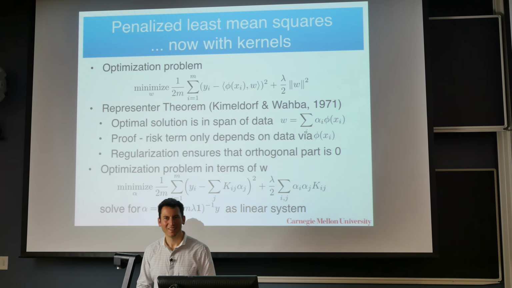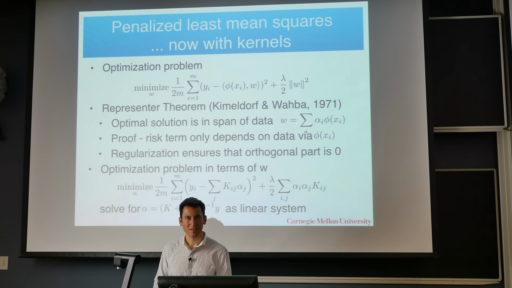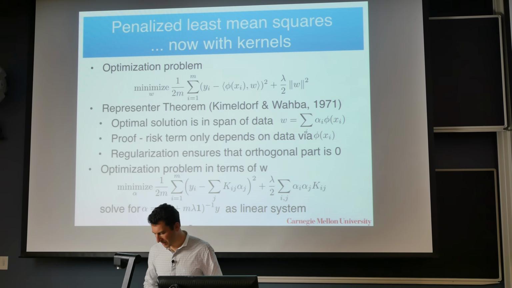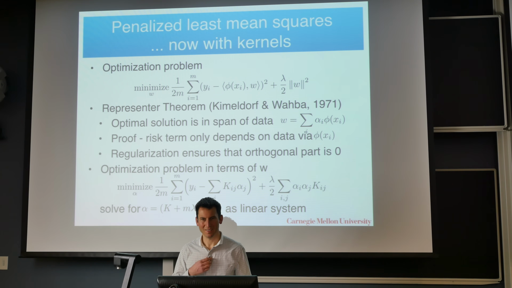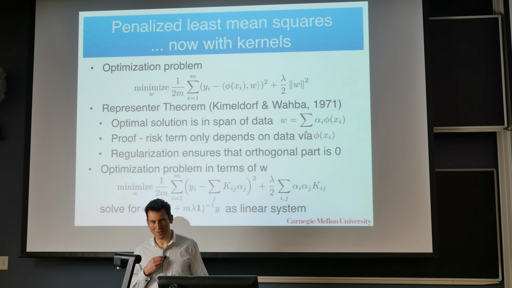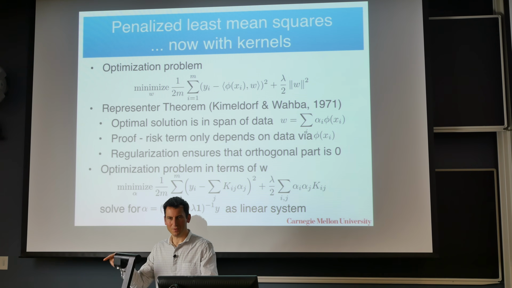Yes? Is that the identity matrix or a vector of ones? That's the vector of ones. Sorry, no, that's the identity matrix, yes. Yeah, it has to be because it's basically the norm of W squared that you get in.